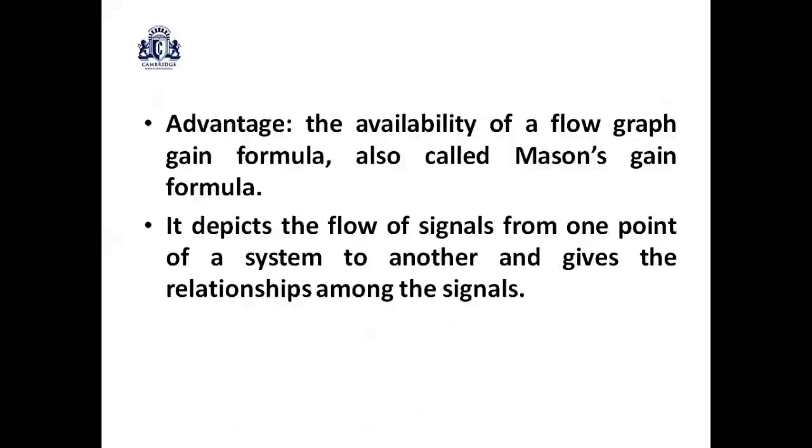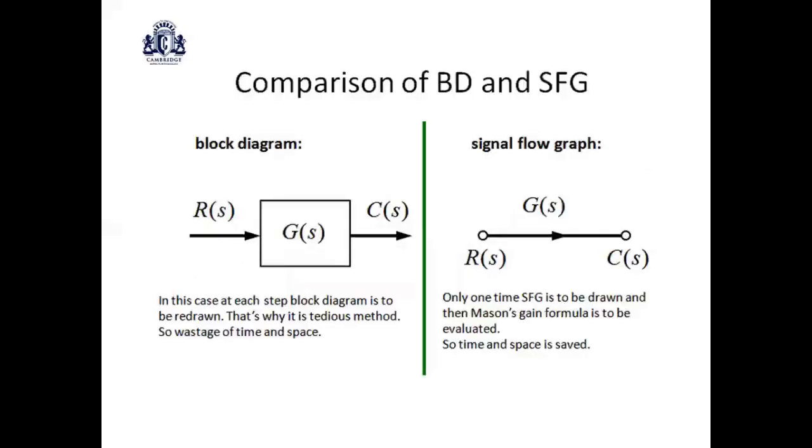The most important advantage of the signal flow graph is the flow graph gain formula, which is also called Mason's gain formula. It depicts the flow of signals from one point of a system to another and gives the relationship among the signals. So let's have a comparison of block diagram and the signal flow graph.